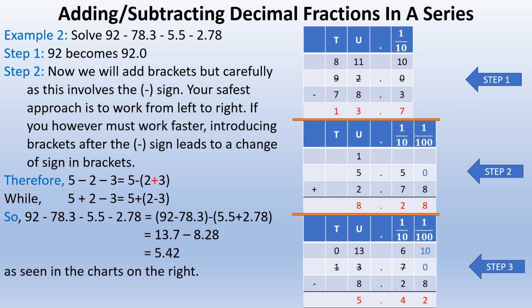Then 5.5 plus 2.78 is going to give us 8.28. Now we have 13.7, the result of the first, minus 8.28. 13.7 minus 8.28. When we solve that, will give us 5.42. I hope you got that right.